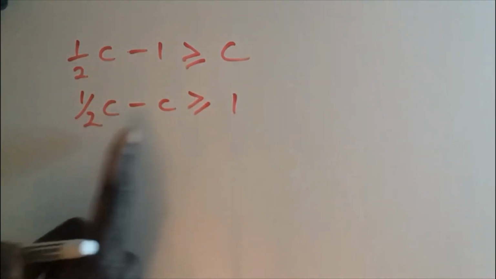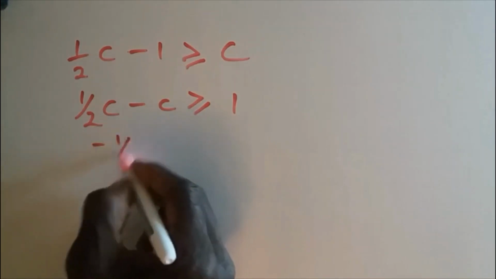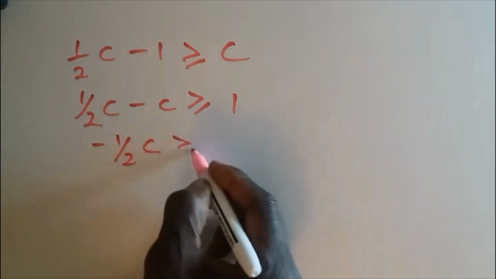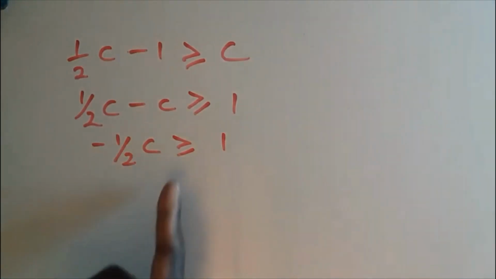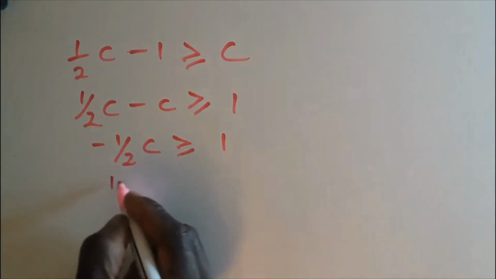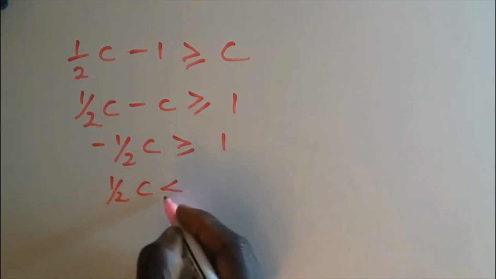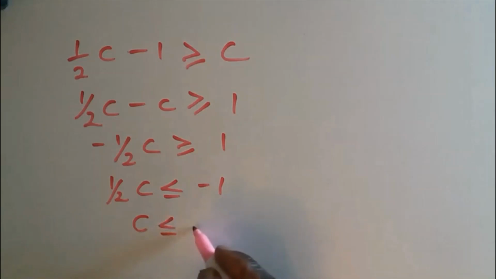So we have a half c minus c will give us minus a half c, that's greater than or equal to 1. We multiply both sides by negative 1. We must change the inequality. So we end up at a half c is less than or equal to negative 1. If we want c on its own, we must multiply both sides by 2. So we have c now is less than or equal to minus 2.